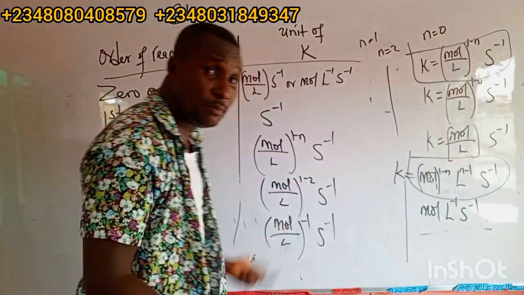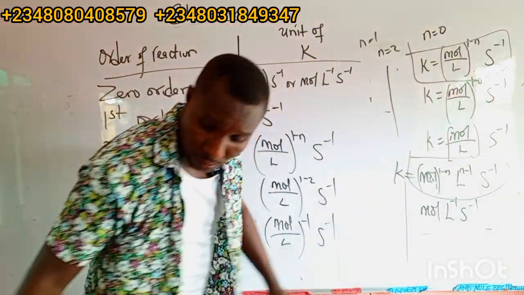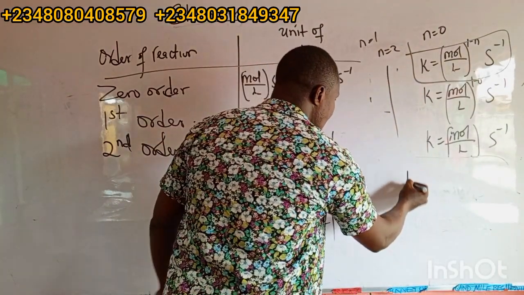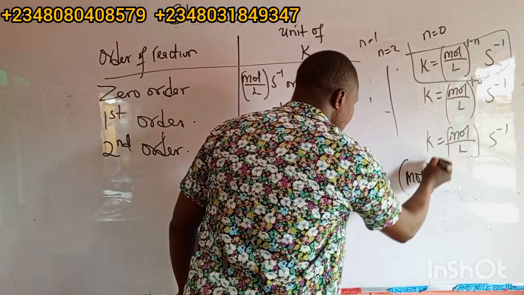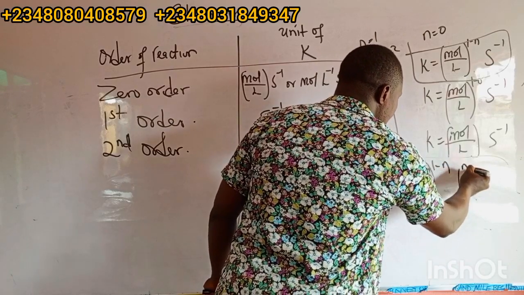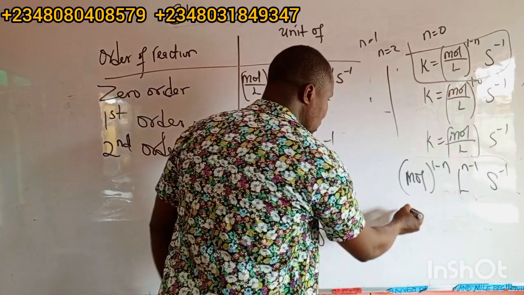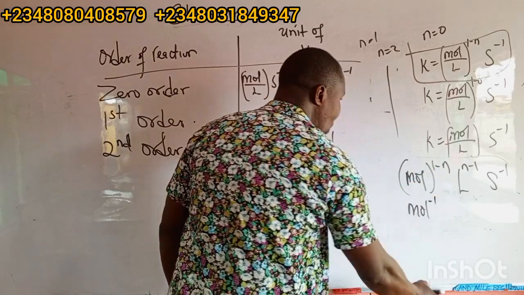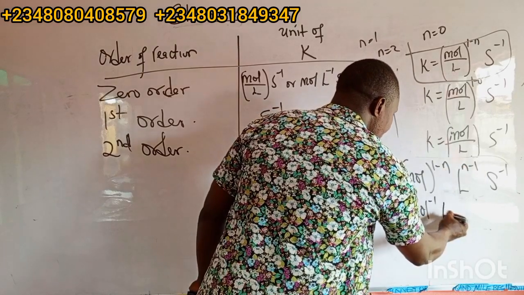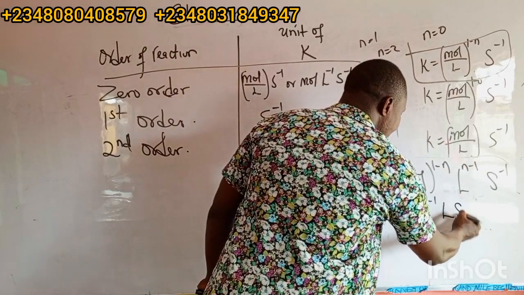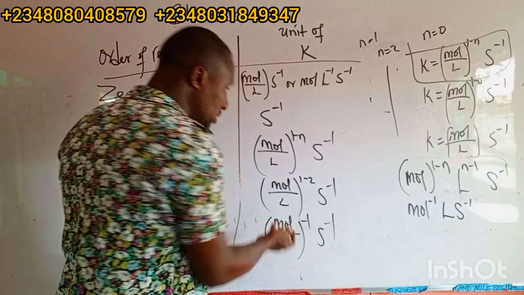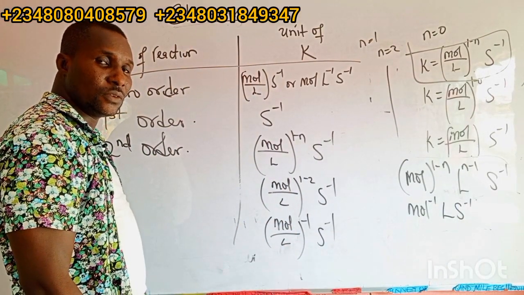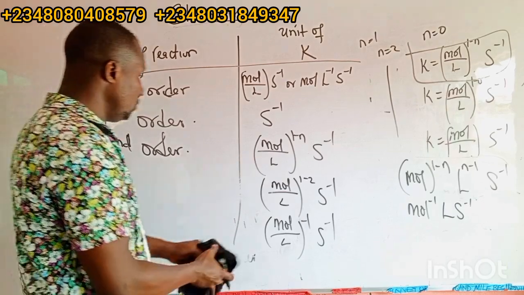If I use the other form, I will get the same thing: mole raised to 1 minus n, liter raised to n minus 1, per second. That means mole raised to 1 minus 2, which is minus 1, then liter raised to 2 minus 1, which is 1, then per second. This is the same thing as the first form. Take note, you can get the unit of order.